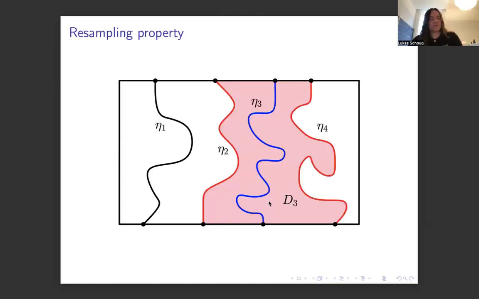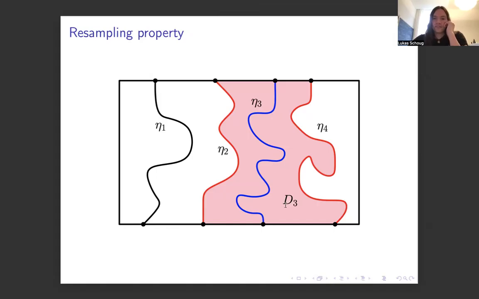But there is another way also to construct multiple SLEs, which a priori is not obviously the same thing. One can show that it is, but a priori it's not obvious. And for this, we first look at this picture. So we have these four curves: eta 1, eta 2, eta 3, and eta 4. We want to look here at eta 3. And we want to characterize multiple SLE by the conditional law of each curve.